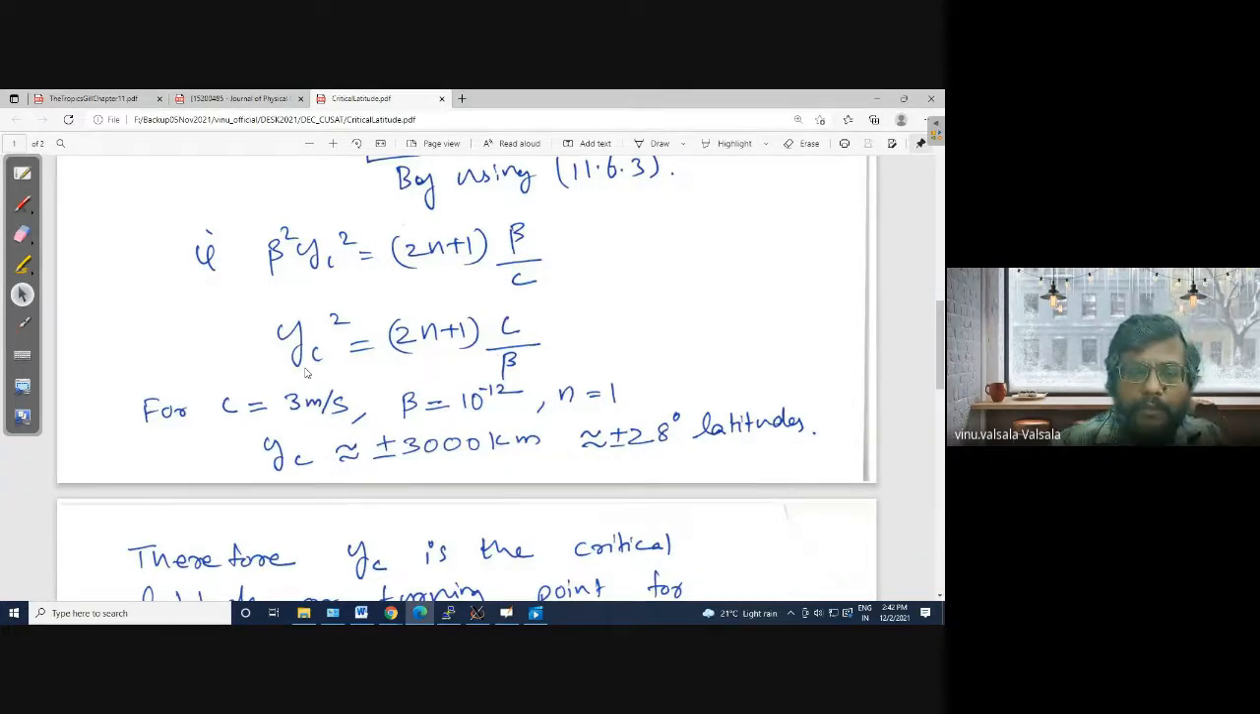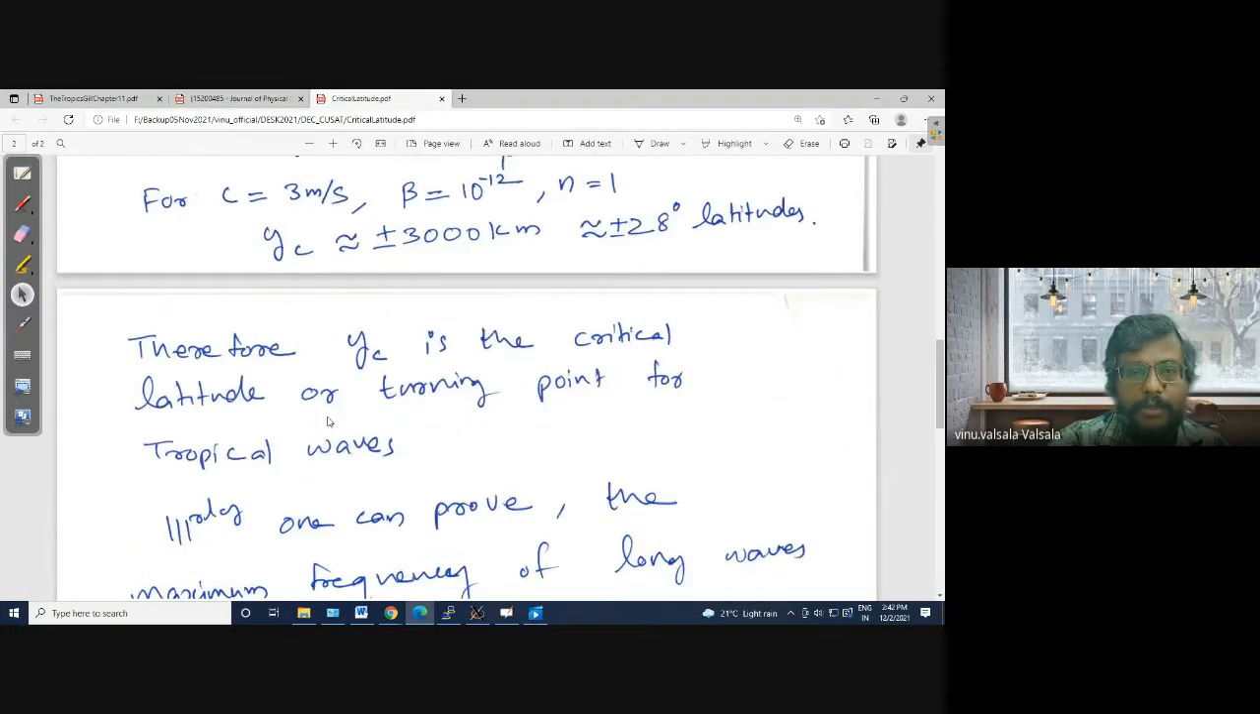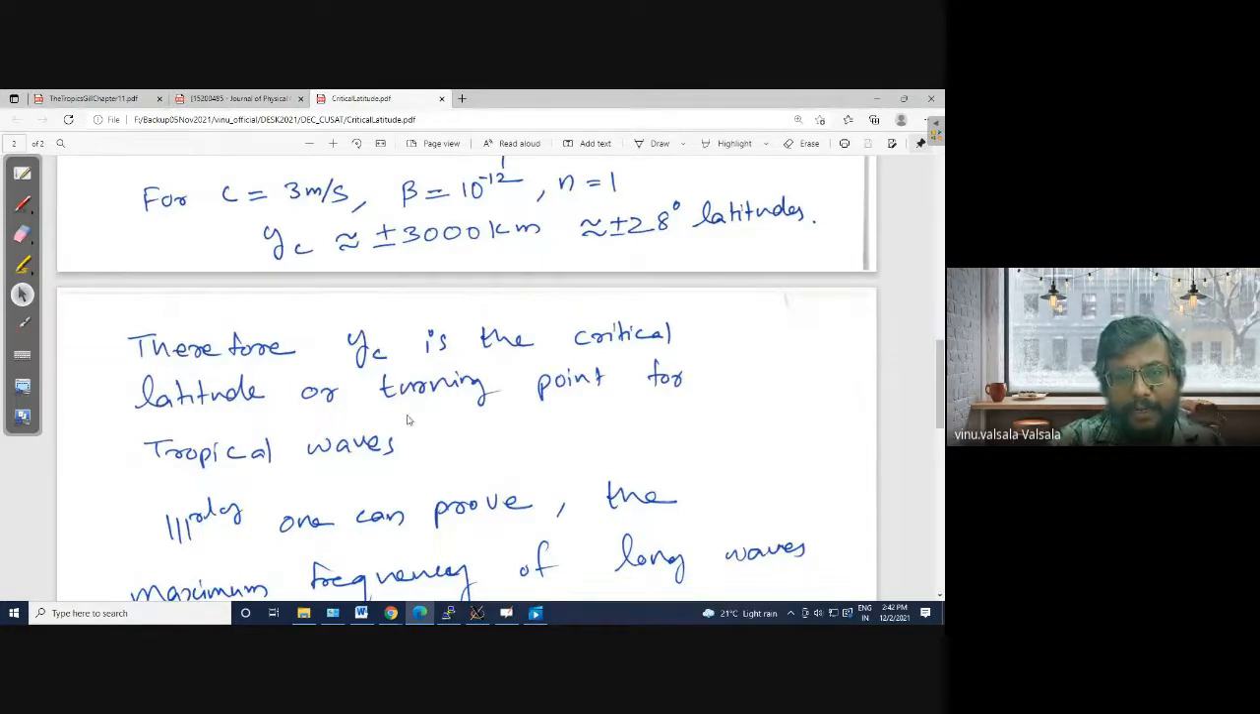What are the frequencies you are talking about? It can be an annual wave, semi-annual wave, intra-seasonal wave, much shorter period waves, much higher frequency waves. Do all these waves have the common critical latitude? That is not captured by this relation, and therefore it is a kind of poor relation. So let us look at another relation. Here, Yc is the critical latitude or the turning point for tropical waves.